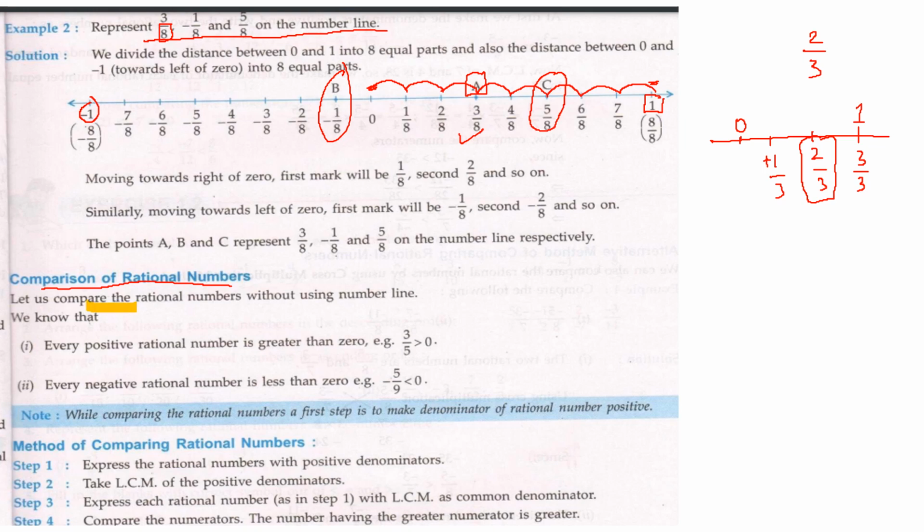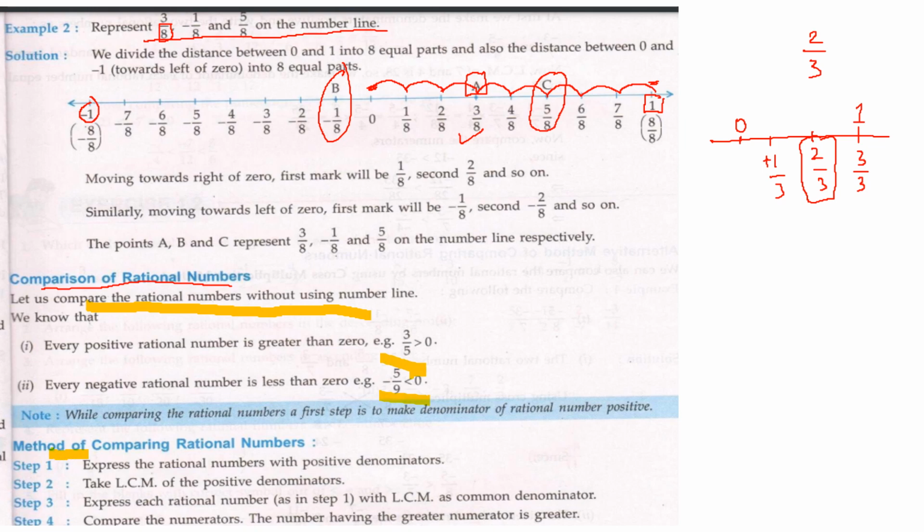Let us compare the rational numbers without using the number line. We are not going to use the number line. You know that if a number is positive, it is greater than 0, and if a number is negative, it is smaller than 0.